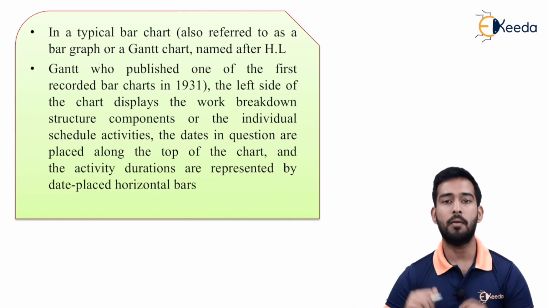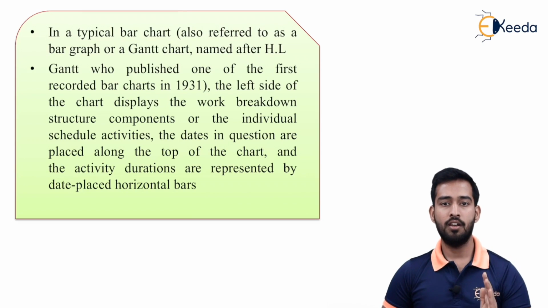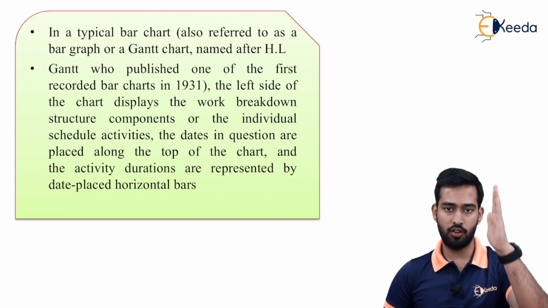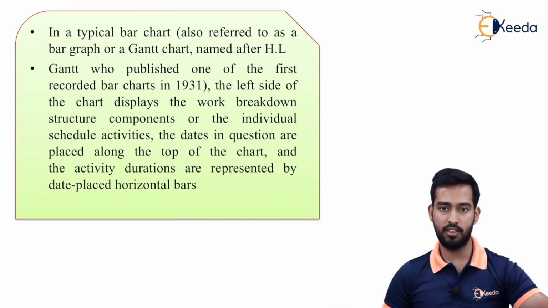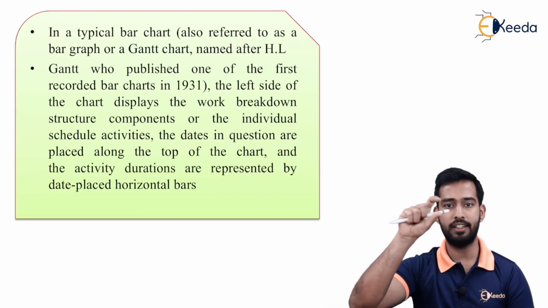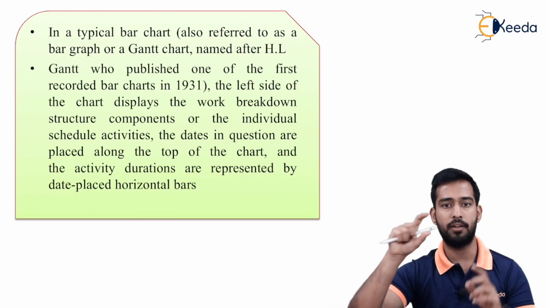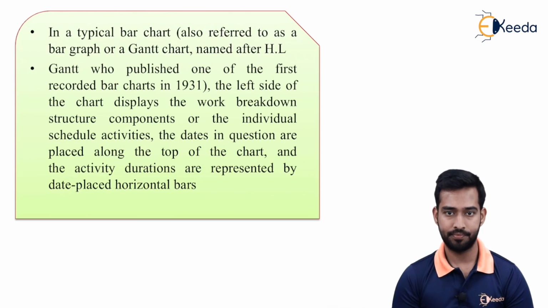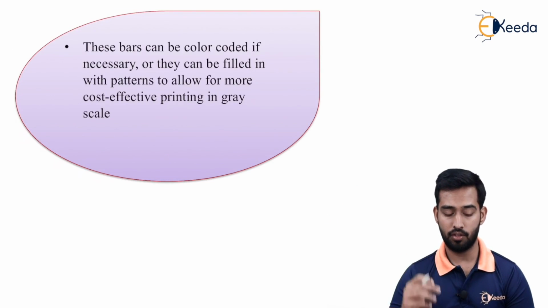So generally the vertical column on the left hand side will represent the activities, whereas the top horizontally will represent the dates and the duration of that particular activity. So it is a very good method to represent your particular project.